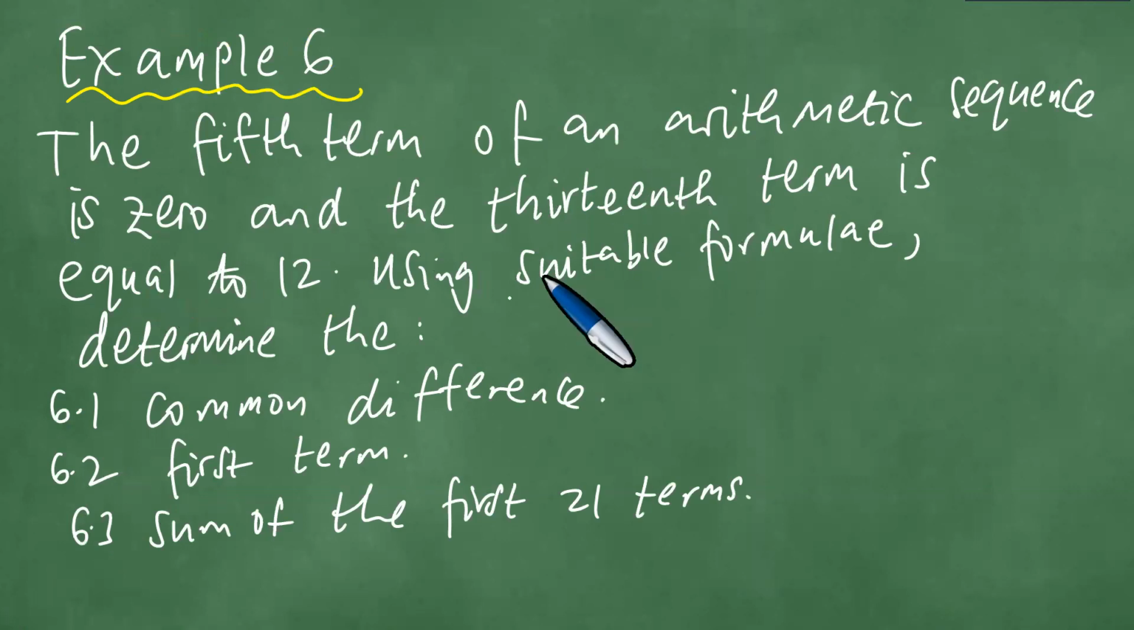Right, like the fifth term of an arithmetic sequence is 0. What does this mean? The fifth term of an arithmetic sequence is 0, and the 13th term is 12.